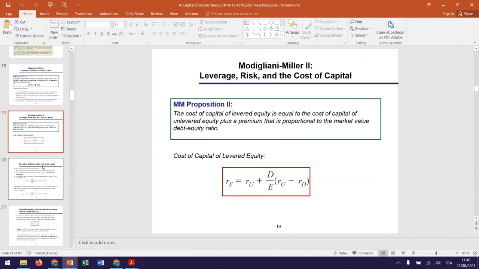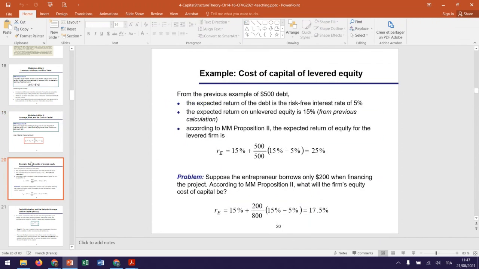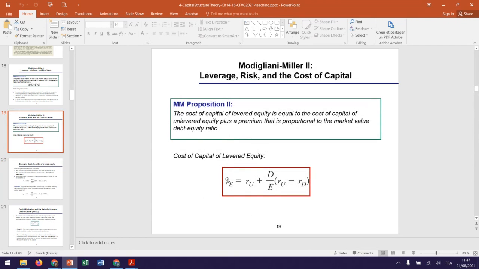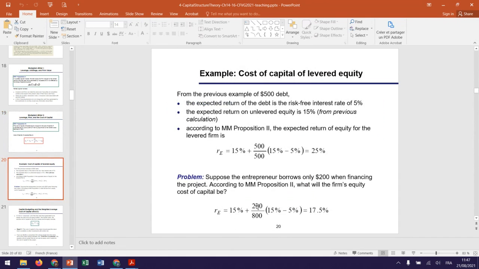Instead of using the table, I can calculate, if you remember one more time, if I have 500 of debt and 500 of E, multiplied by RU, which is 15%, and RD is 5%, I get RE equal to 25% directly without having the table. Again, if I borrow 200, I can use Proposition number 2 to calculate my cost of capital of levered equity. So I have RU plus D over E multiplied by RU minus RD, and I get 17.5%. If I have zero debt, my RE should be equal to RU, which is 15%.